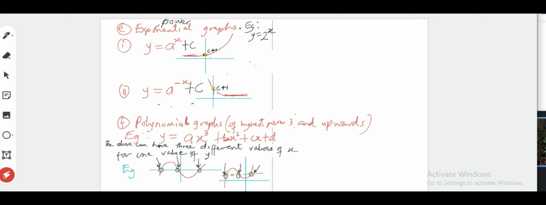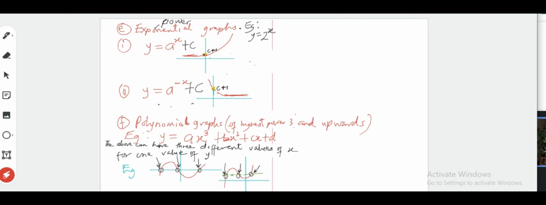All right. So other types of graphs, we have exponential graphs. Some of them will slope upwards, some will slope downwards. The one sloping upward is a rise, and the ones sloping downwards are decays. This is the rise, and this is the decay. If you go further in your studies, you will meet stuff like that.